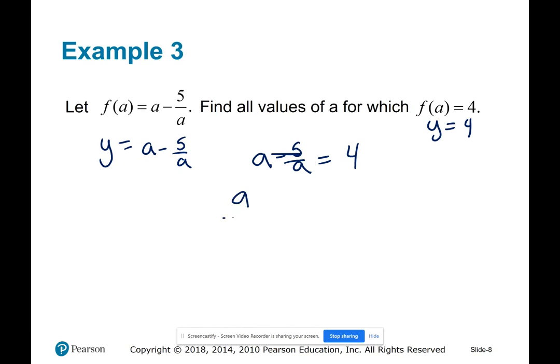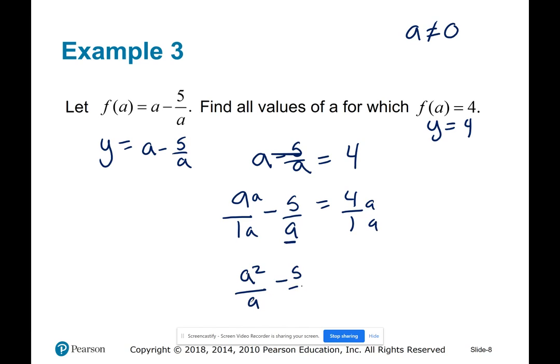So we have a over 1 minus 5 over a equals 4 over 1. My restrictions would come from here, so a can't be 0, and then we're going to make all of them look the same. This needs an a, and this needs an a. So I get a squared over a, minus 5 over a, equals 4a over a. Okay, bottoms are the same, so I'm going to solve, and I get a squared minus 5 equals 4a.